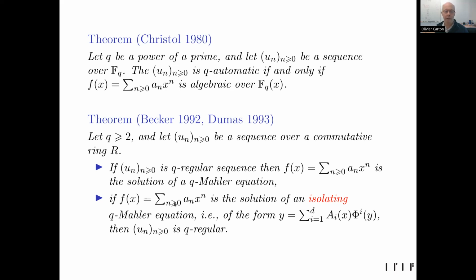And conversely, if we have a power series which is the solution of an isolating q-Mahler equation, then it is q-regular. But of course, we need the equation to be isolating, which means that the coefficient in front of y is 1, which means that the equation is really of the form y equals a sum of polynomials times iterated applications of phi to y.